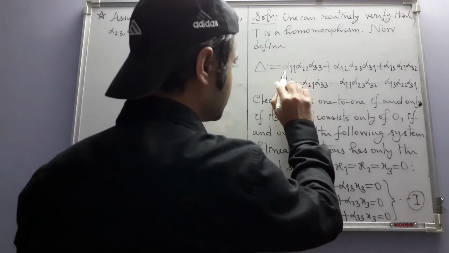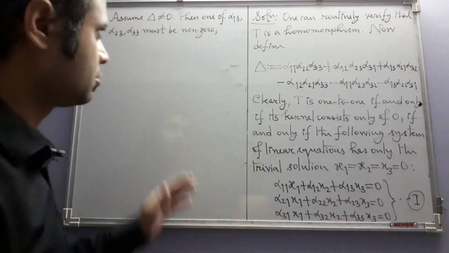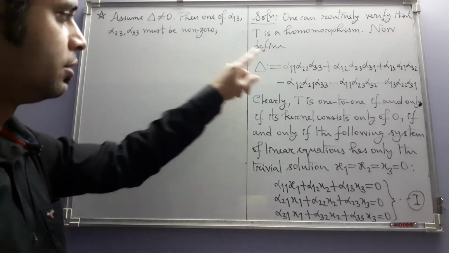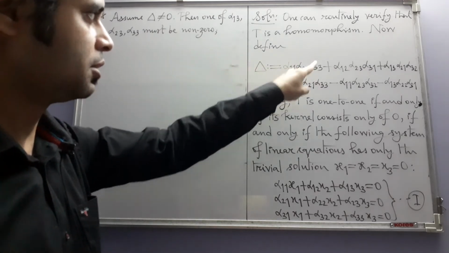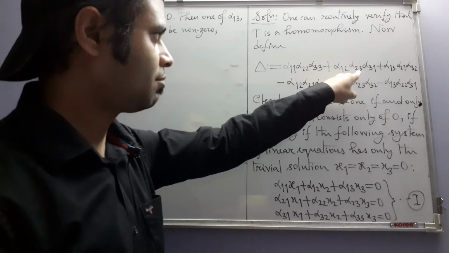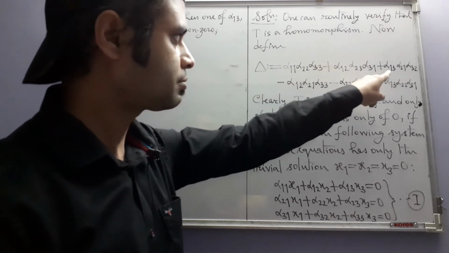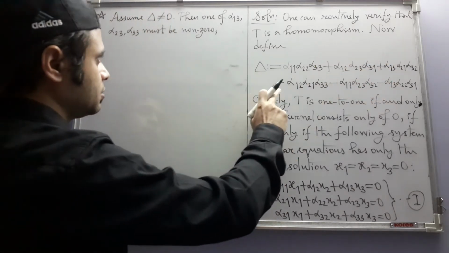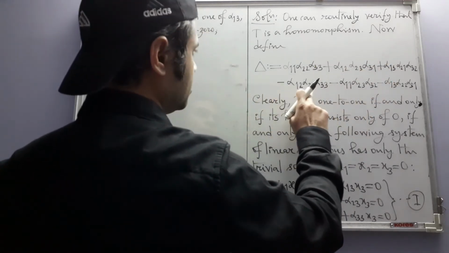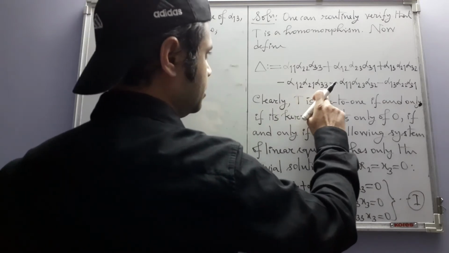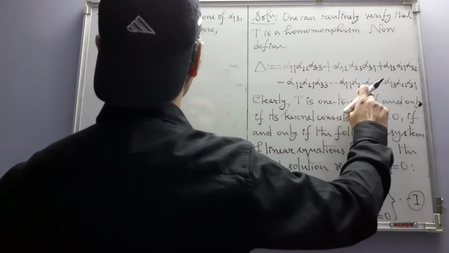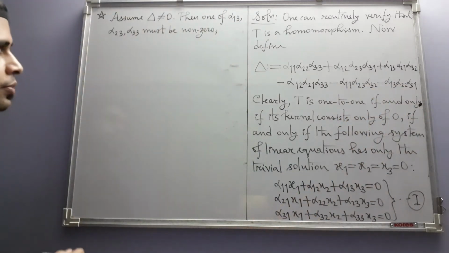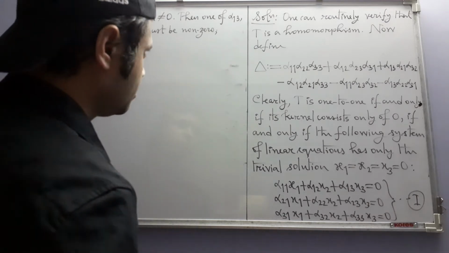Why? In the first term you have alpha 3 3. So suppose that all of these scalars are 0. So here you have alpha 3 3, so this becomes 0. Here you have alpha 2 3, this becomes 0. Here you have alpha 1 3, so this one becomes 0. What about the minus terms? Here you have alpha 3 3, here you have alpha 2 3, and here again you have alpha 1 3. So that's why one of them must be non-zero.